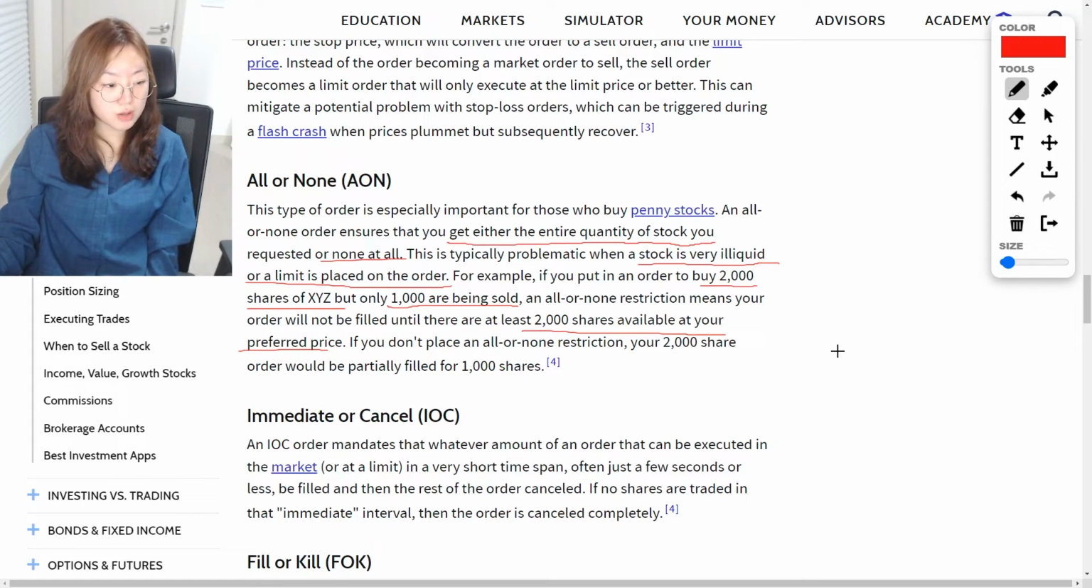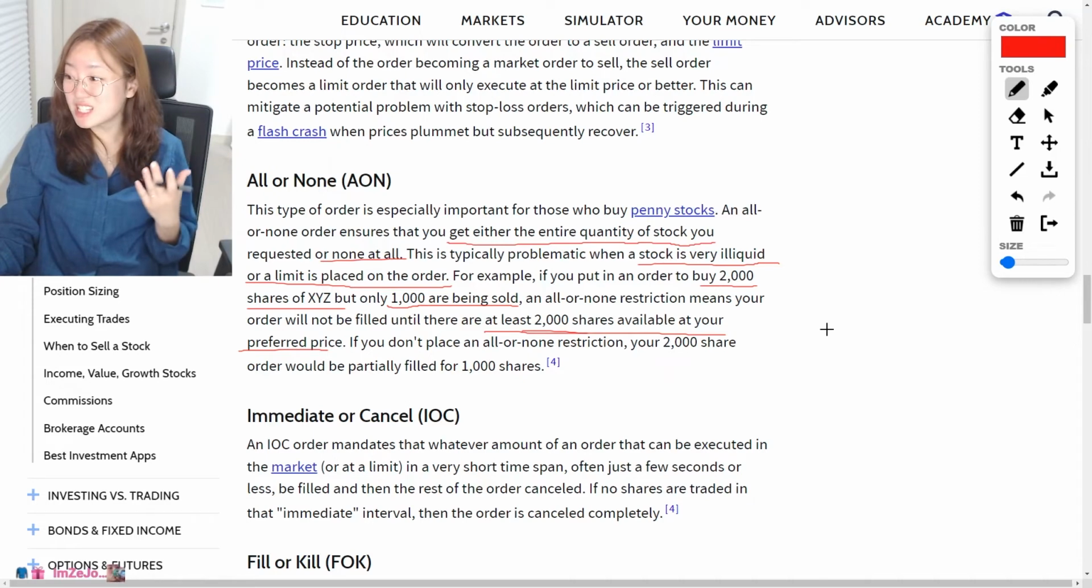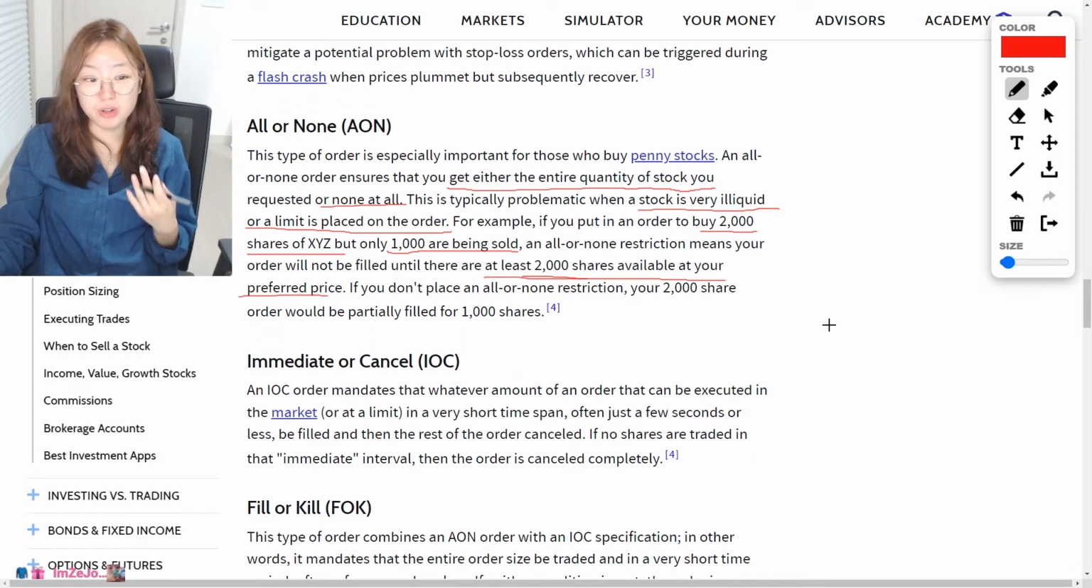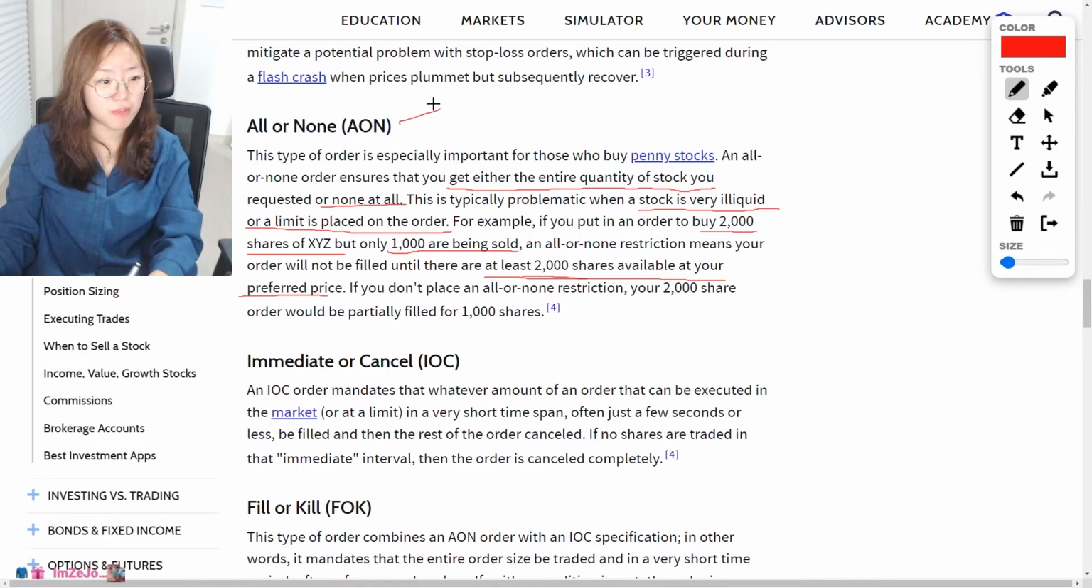If you buy 2,000 but only 1,000 are being sold, you wait until you can buy all 2,000. So this is betting. It's all or none. Isn't this type of betting?